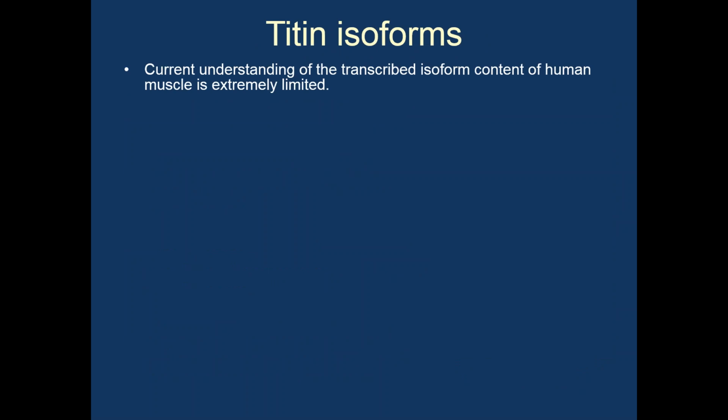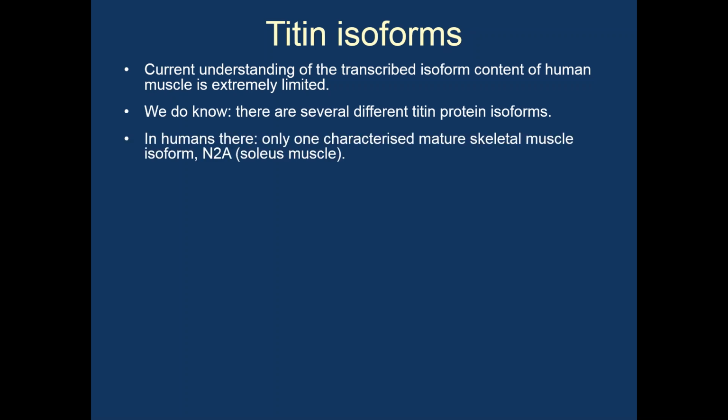Now, our current understanding of the transcribed isoform content of human muscle is actually really limited. We don't really know very much about this. But what we do know is that there are several different titin isoforms. In human, at the moment, there's only one characterized skeletal muscle isoform, and it's called N2A. So that's going to pop up a couple of times during our talk today.